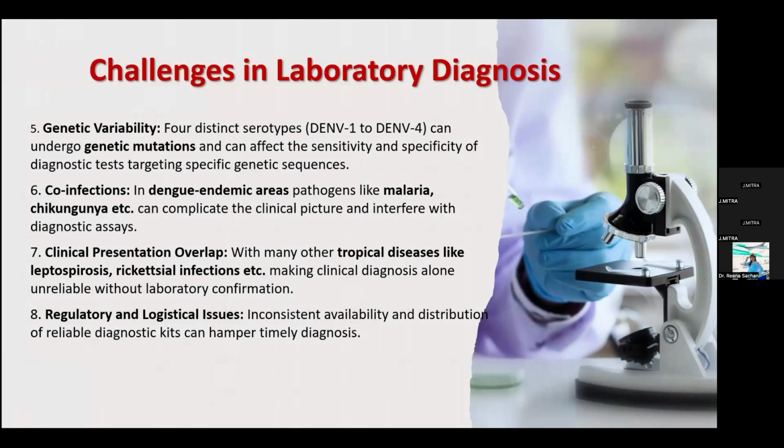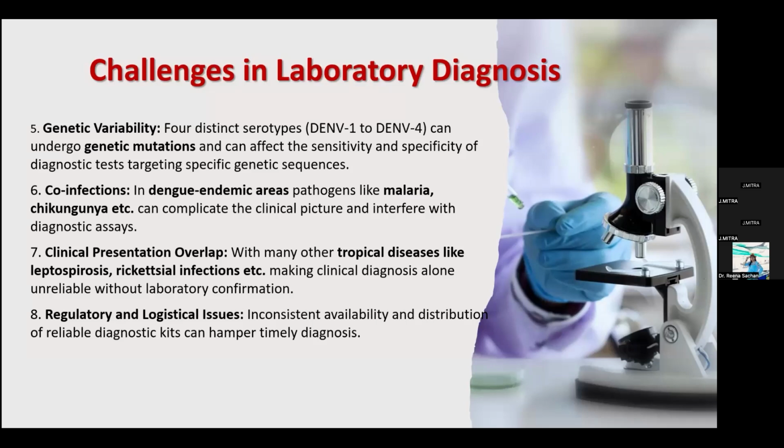Co-infections in dengue endemic areas also become one of the hurdles, and pathogens like malaria, chikungunya, etc. can also complicate the clinical picture and interfere with the dengue diagnosis. Then clinical presentation can also overlap with a few diseases in tropical countries, like leptospirosis and rickettsial infections, which may have a similar clinical picture, thus making clinical diagnosis alone insufficient for proper diagnosis, and we cannot go without laboratory confirmation.